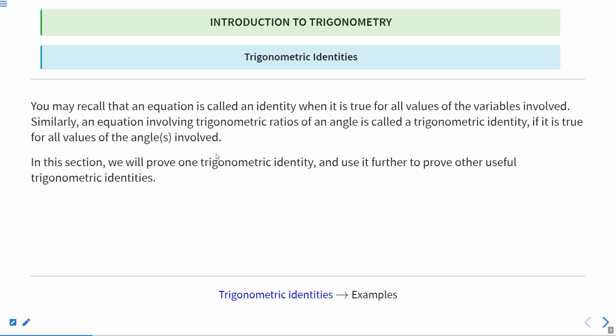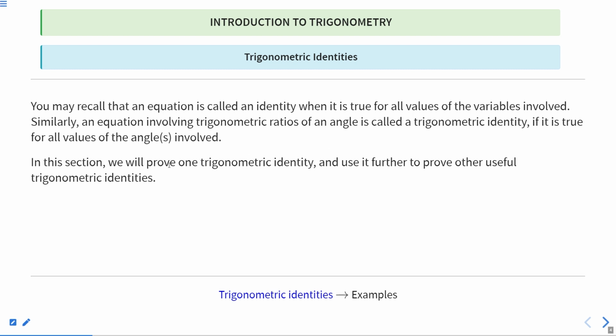Similarly, an equation involving trigonometric ratios of an angle is called a trigonometric identity. That means when we have an equation involving trigonometric ratios like sin, cos, sec, tan, cot, cosec, then that equation is called a trigonometric identity.